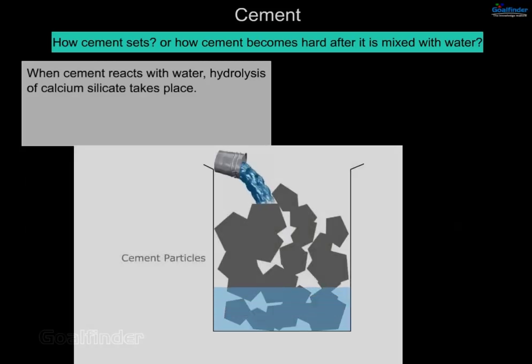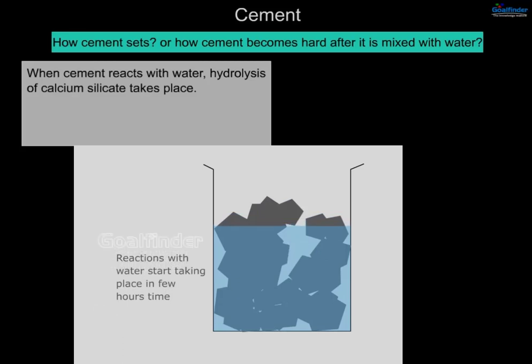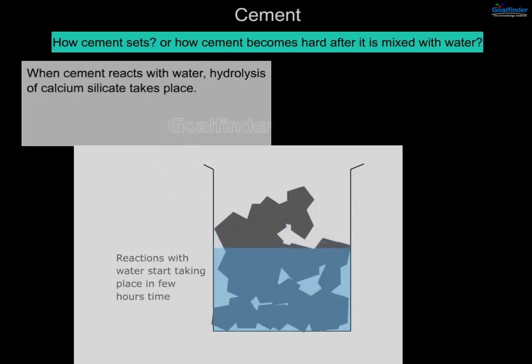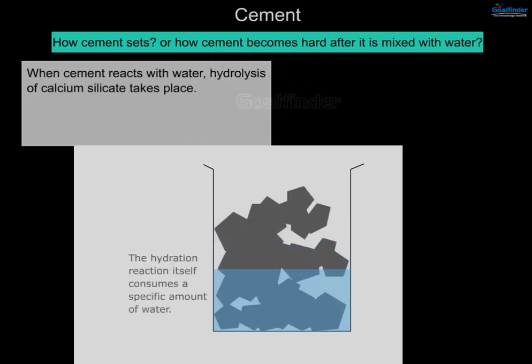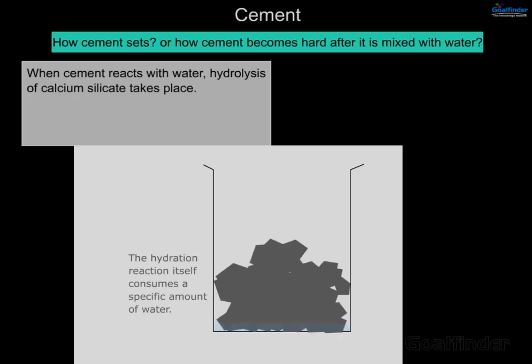When water is added to cement, the cement particles get suspended under water. Reactions with water start taking place in a few hours' time. The hydration reaction itself consumes a specific amount of water. This is how the fully hydrated cement looks like.